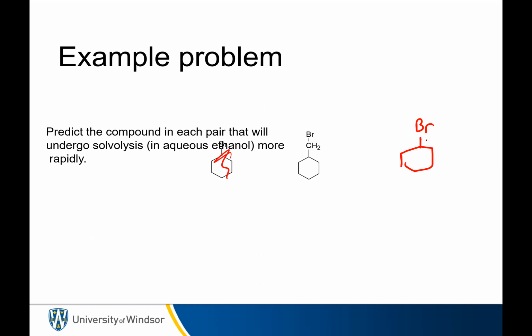Okay, so this is a slightly different question. Predict the compound in each pair that will undergo solvolysis in aqueous ethanol more rapidly. So what you need to know is what solvolysis means. You need to pull that word apart: lysis means breaking, breaking with solvent. So which one of these is going to react faster with ethanol? And since this is a lecture on the SN1, we're going to talk about why you can tell this is SN1 later.